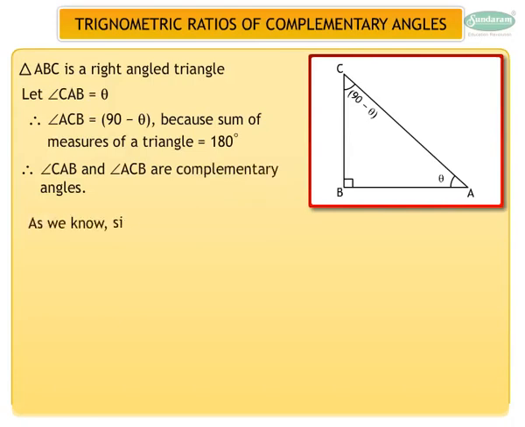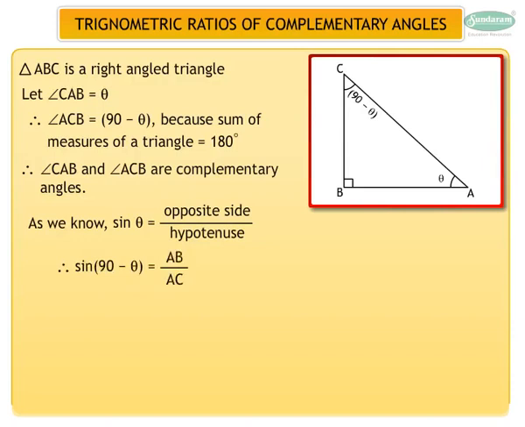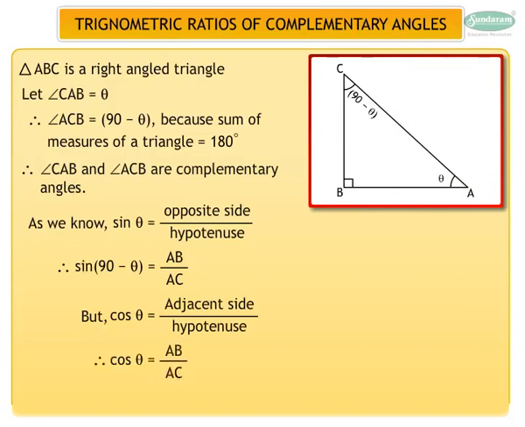As we know, sin theta is equal to opposite side upon hypotenuse. Thus, sin 90 minus theta is equal to AB upon AC. But cos theta is equal to adjacent side upon hypotenuse. Therefore, cos theta is equal to AB upon AC. Thus, sin 90 minus theta is equal to cos theta.